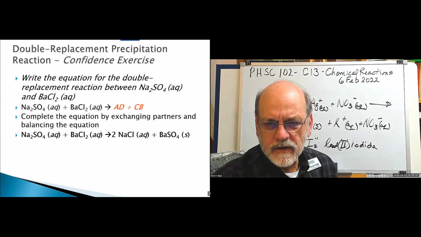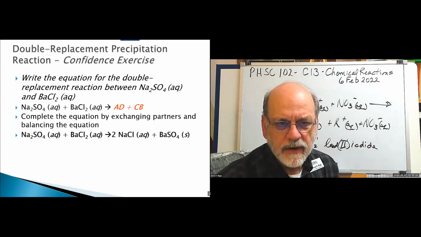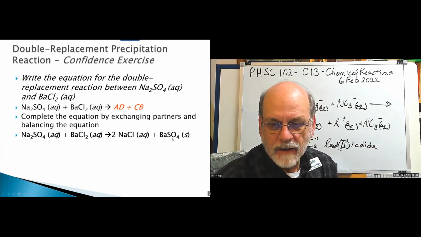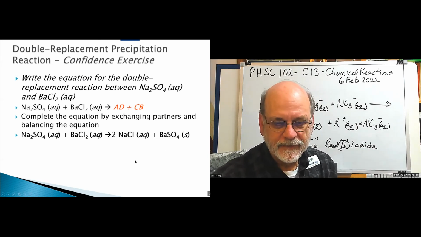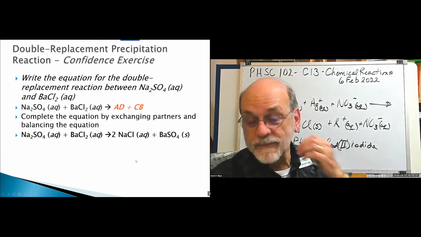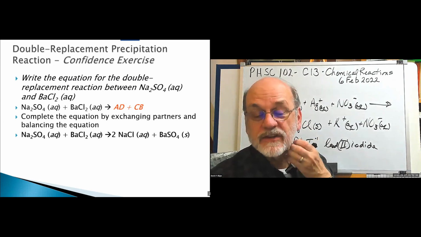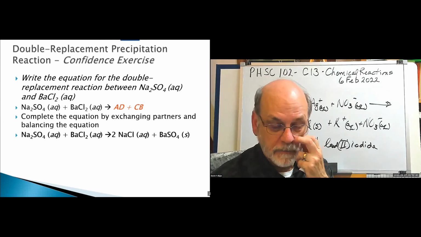Okay, what do we have here? Sodium sulfate and barium chloride. All right, barium sulfate is insoluble. It precipitates. So you got the similar type of reaction here. You just have to determine which one is insoluble.